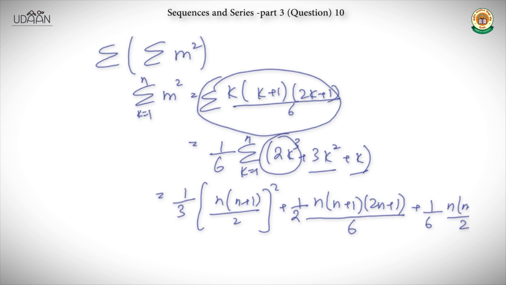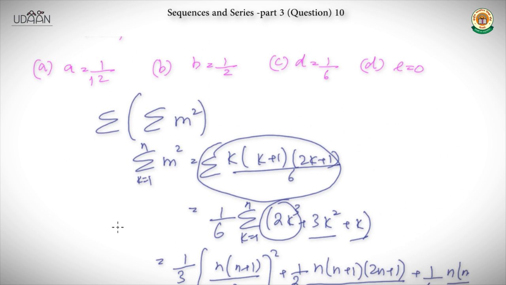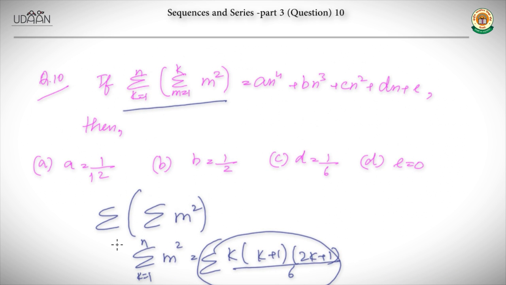So here again we see that we don't need to solve this entire thing. We just need to check the coefficients of the various degrees of n, and by that we see that a, that is the coefficient of n raised to the power 4, will be 1 by 3 into 1 by 4. That is 1 by 12. And that is the A option, I guess. And as one option is correct, we don't really go to the other options, but if we had to, then this is how we would do it. Even if it was a multiple choice question, we didn't have to really solve the entire thing. We could just take the coefficients.